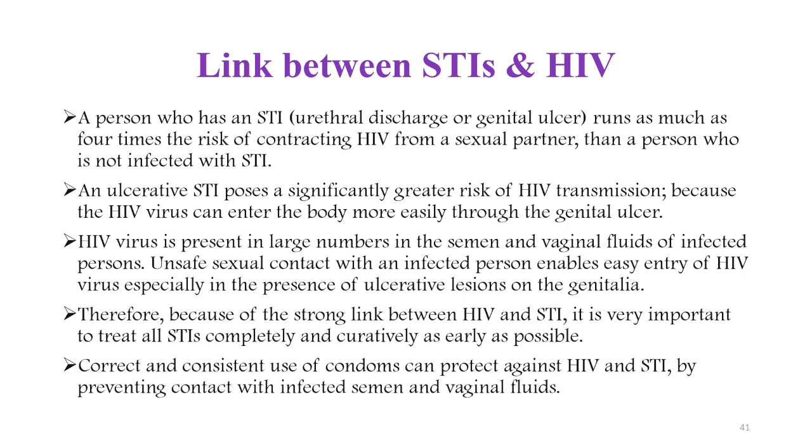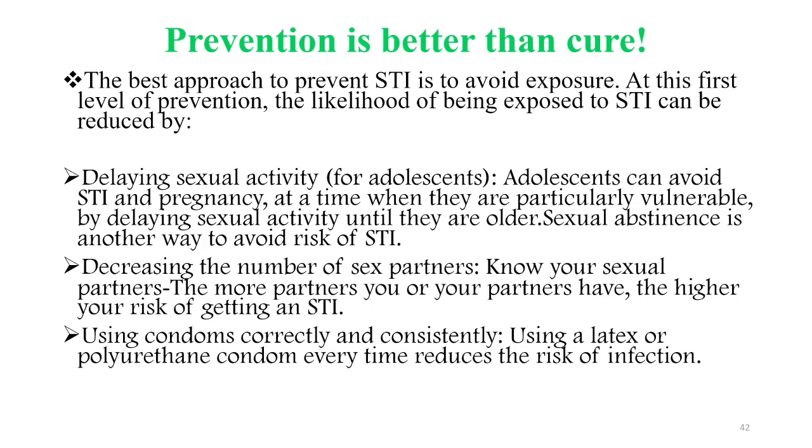Correct and consistent use of condoms can protect against HIV and STI by preventing contact with infected semen and vaginal fluids. We all know that prevention is better than cure. The best approach to prevent STI is to avoid exposure. At this first level of prevention, the likelihood of being exposed to STI can be reduced by delaying sexual activity for adolescents. Adolescents can avoid STI and pregnancy at a time when they are particularly vulnerable by delaying sexual activity until they are older. Sexual abstinence is another way to avoid risk of STI.